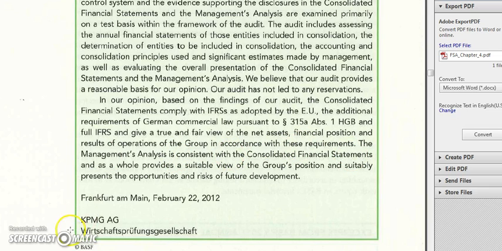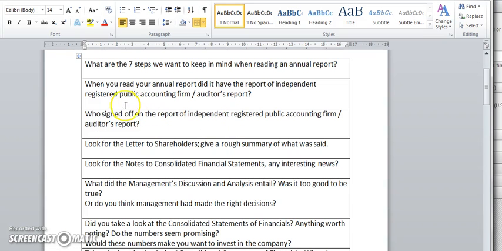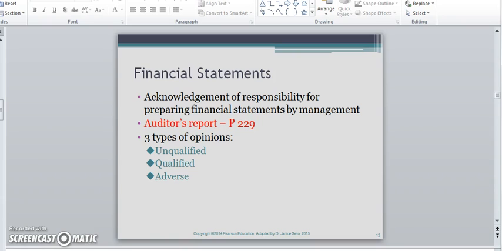So basically, KPMG, which is one of the largest accounting firms out there, said, yes, this is absolutely something that we're 100% on board with. And so if you look at the annual report here, did they sign off on it? In this case, absolutely, they signed off. KPMG signed off on this. So basically, it was an unqualified agreement.